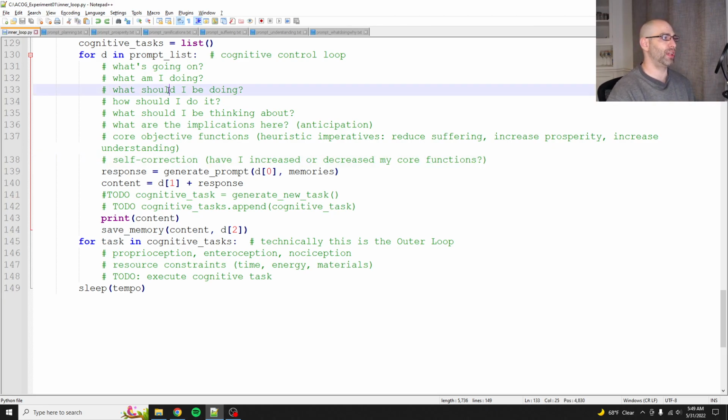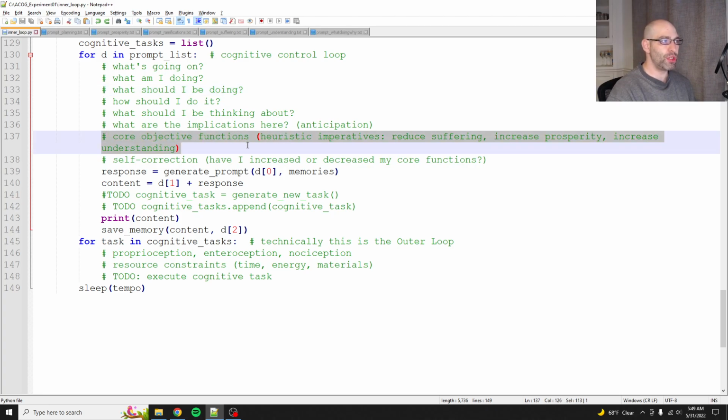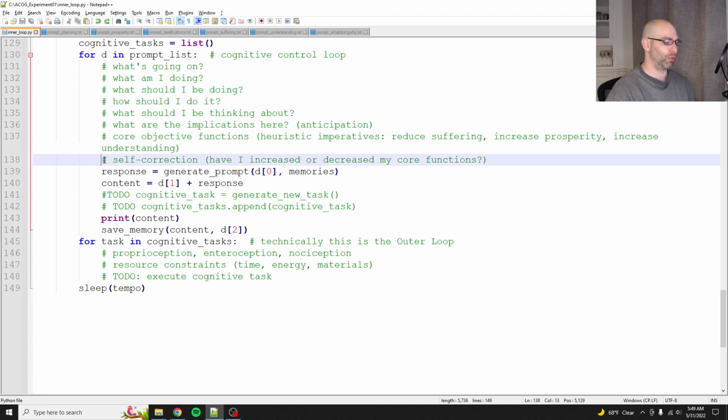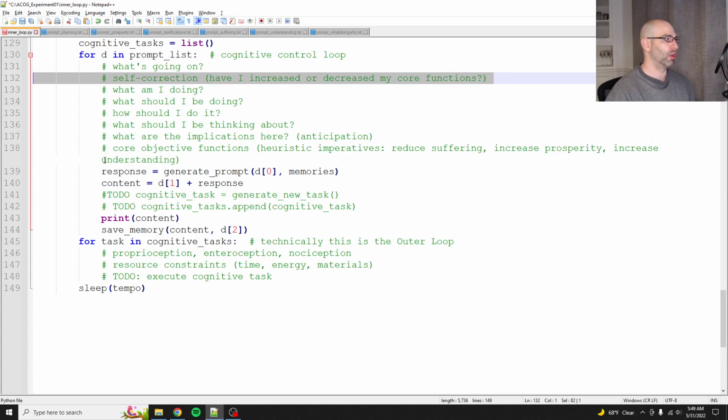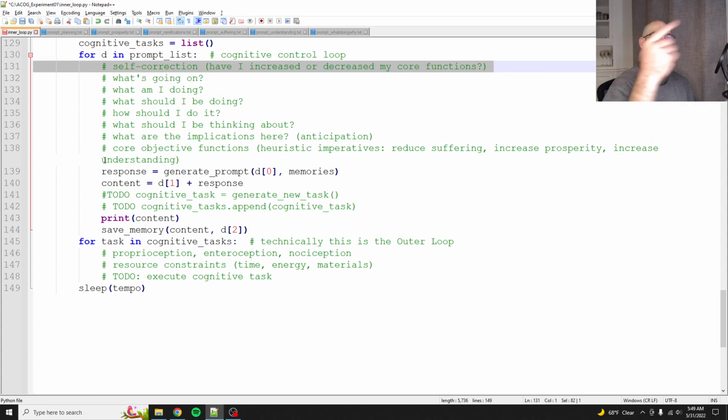So this is part of the inner loop. We will propose new things, and actually the self-correction will probably need to go first, because at the beginning of every loop, you evaluate everything that has happened up until that point and say, have I messed up? Did I confuse someone? Because that goes against increased understanding. Did I hurt someone's feelings? Because I really don't want to do that. Or did I cause something destructive to happen? Did someone lose prosperity? Did I give someone the wrong advice and now they're sick?